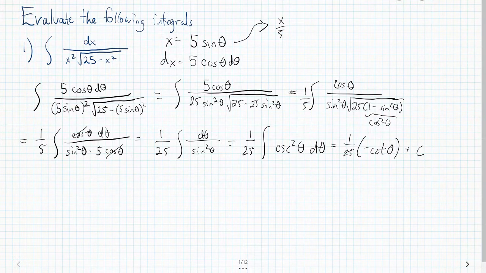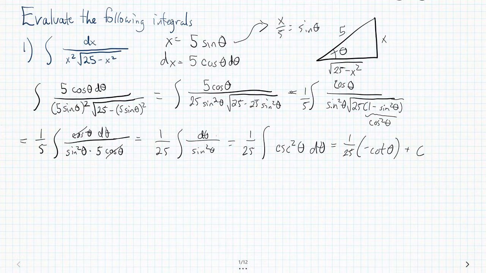So using this up here, we'll draw a triangle in a second. We have x over 5 equals sine theta. What does that mean? Well, that means when we draw this triangle with the theta here, the opposite side is x, the hypotenuse is 5, so that means this is the square root of 25 minus x squared on that leg, just by the Pythagorean theorem. Questions on that piece?